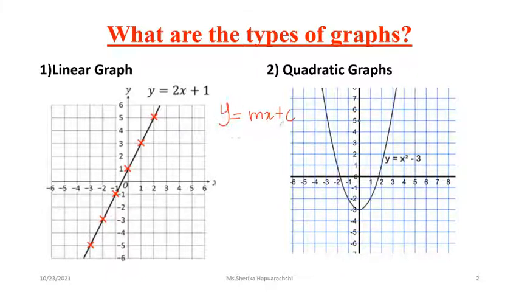So according to this, y equals mx plus c, we know m indicates the gradient and c indicates the intercept. So here for this example, I have taken y equals 2x plus 1. So when you draw the graph, you will get a straight line or a linear graph like this, right? Let's move to the next slide.